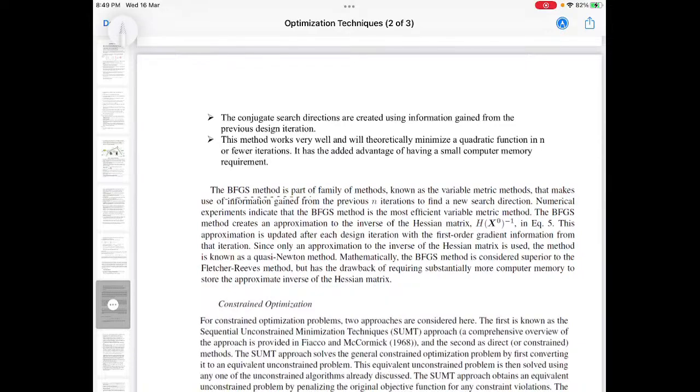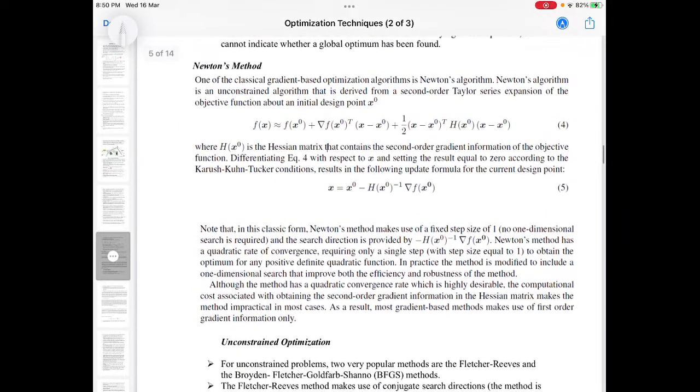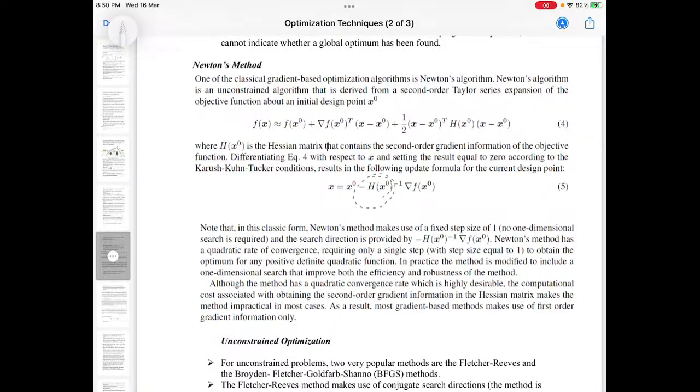The BFGS method is part of a family of methods known as the variable metric methods that make use of information gained from the previous n iterations to find a new search direction. Numerical experiments indicate that the BFGS method is the most efficient variable metric method, and it creates an approximation to the inverse of the Hessian matrix H(x) inverse in equation number 5. So here, this is the Hessian matrix in equation number 5.